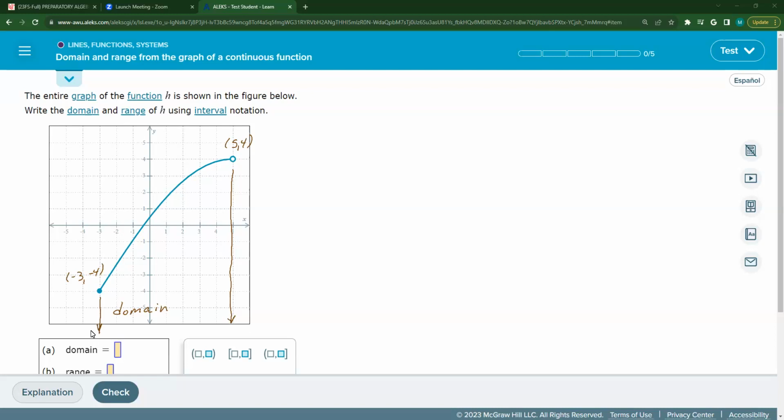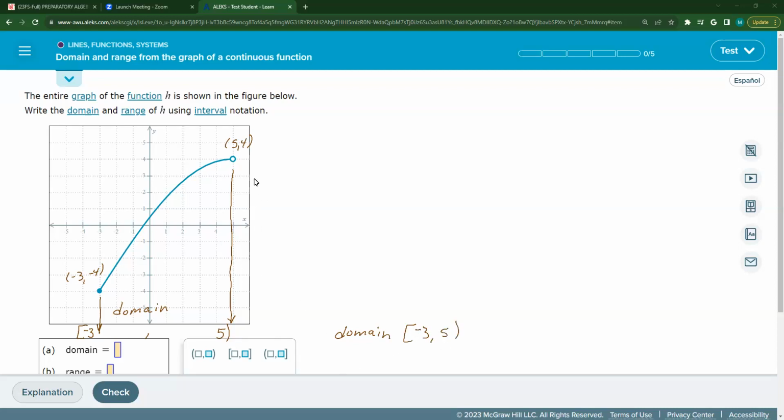So my domain is going to start with a closed circle, so it is the bracket. And my lowest number on the x is -3. And it goes all the way to 5 in the x direction. And that is an open circle. So domain goes from, it looks like, -3 to 5.